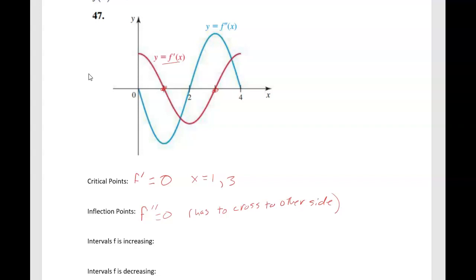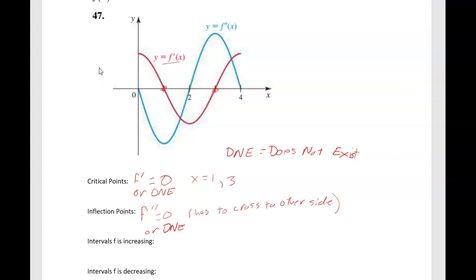But potentially your inflection points all occur where the second derivative is either equal to 0 or nonexistent. And the same thing with the critical points. Or does not exist is the other piece of justification. DNE is the abbreviation for does not exist. In the case of these graphs we're given here, that's not an issue because the first derivative and the second derivative are both continuous, so they exist everywhere on the interval shown from 0 to 4.